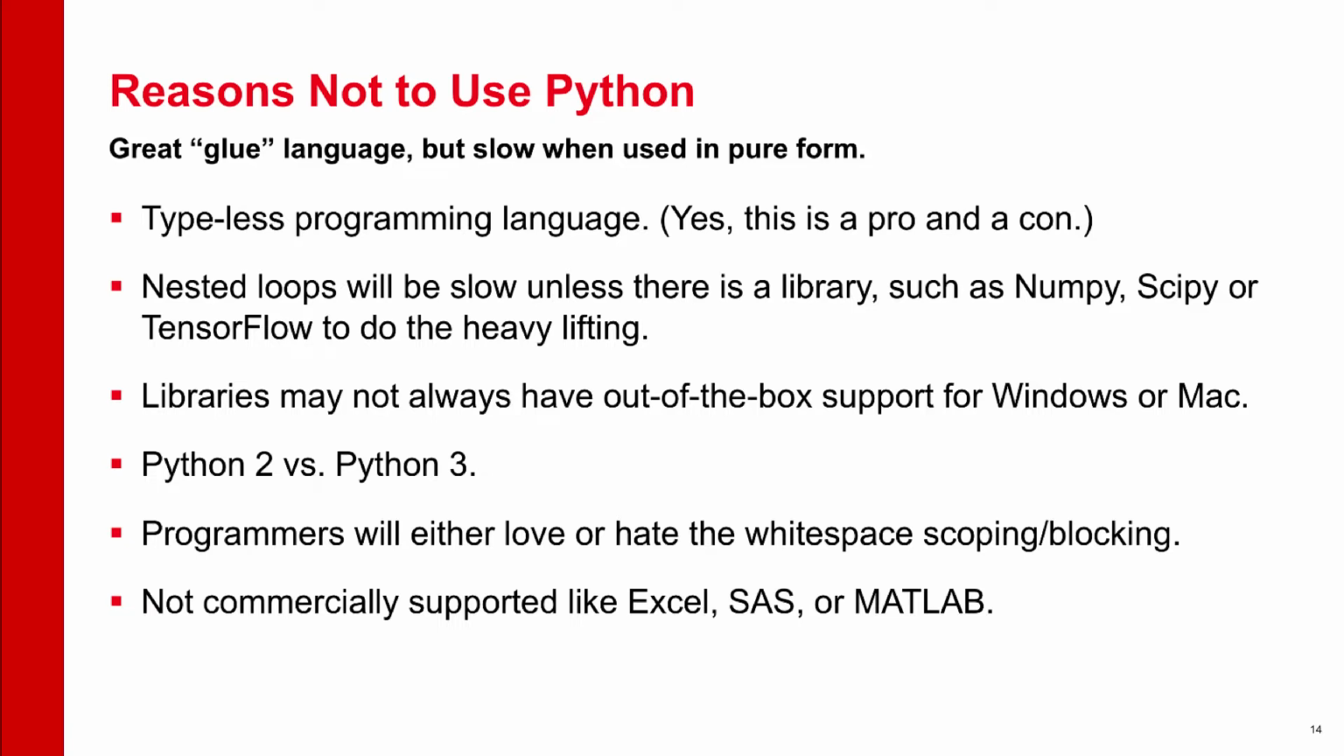Libraries may not always have out-of-the-box support for Windows or Mac. Linux is sort of the king platform for Python. Windows and Mac, especially Windows, are often supported somewhat begrudgingly. There are still a lot of Python 2 programmers out there, although Python 2 is finally, thankfully, reaching its end of life and will no longer be supported and is recognized to be an obsolete version of Python. Programmers will either love or hate the white space scoping, so a tab means something. Spaces mean things. That's how you nest things and specify what code is going to run under a loop.